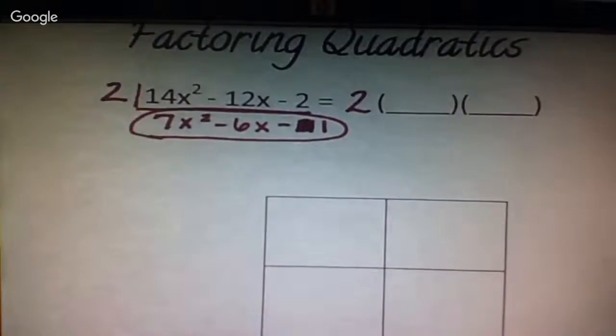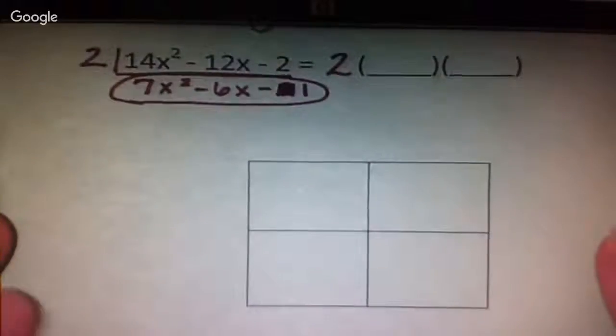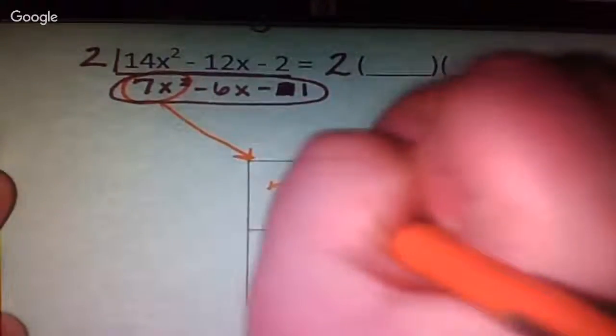Okay, so I normally teach this with when A is 1 and then again when A is not 1. I found that the way I was teaching it was blowing people's minds. So I'm reverting back to a new way. So watch what I do. We're going to use this box to factor. So your x squared term goes here. So this is 7x squared.